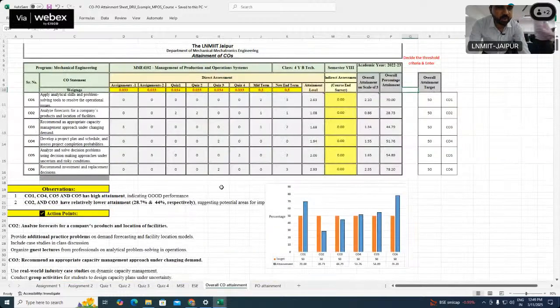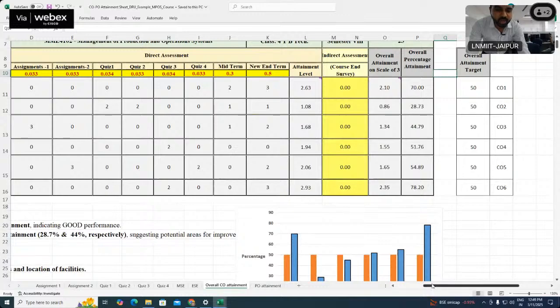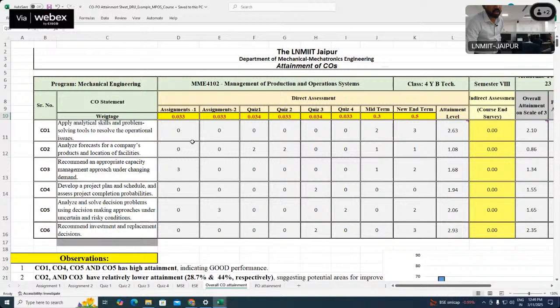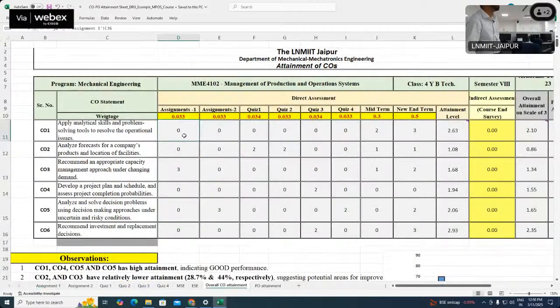And once you go to this final CO attainment sheet, there is a sheet called overall CO attainment, towards the end, the second last sheet. Here it is reading the calculated attainment from previous sheets. So this particular cell, if you see, is reading sheet assignment 1 and cell C36. So whatever value was in C36, that is simply read here by this particular cell by applying this formula.